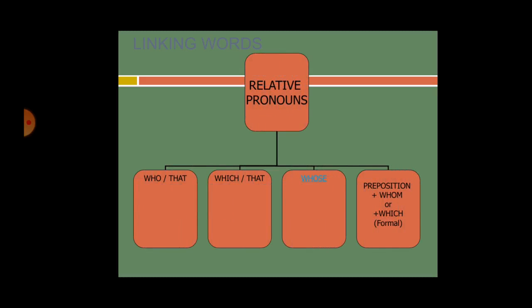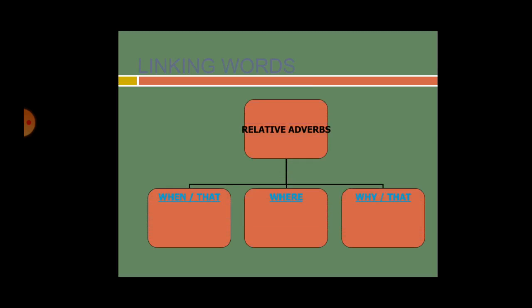Linking words. Relative pronouns: who, that, which, whose, and with a preposition, whom or which. Relative adverbs: when, where, why or that. Two types of relative clauses are there: non-defining and defining. First we will study non-defining.